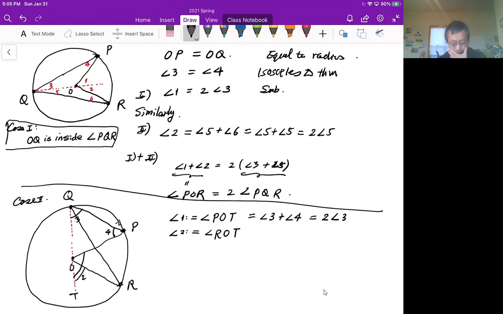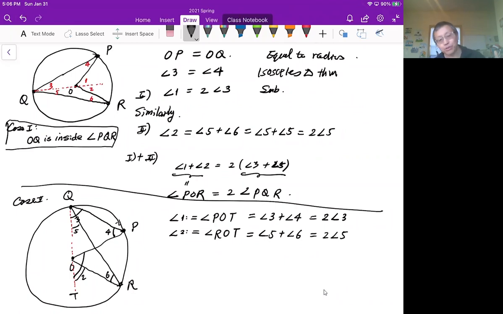Okay, now let's do the other one here. For angle 2, I call this guy angle 5 and this guy angle 6. So angle 2 is actually angle 5 plus angle 6. Same theory, right? Exterior angle theorem. But angle 5 and angle 6 are the same because you get an isosceles triangle. So this is 2 times angle 5. Does it make sense?